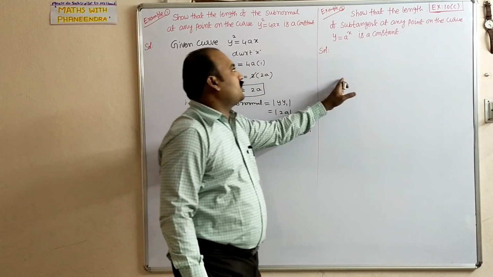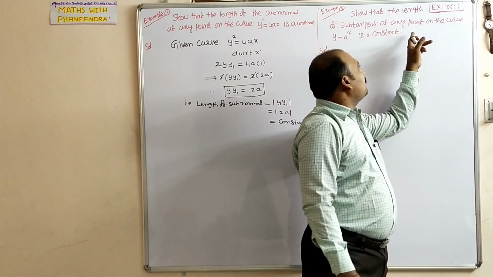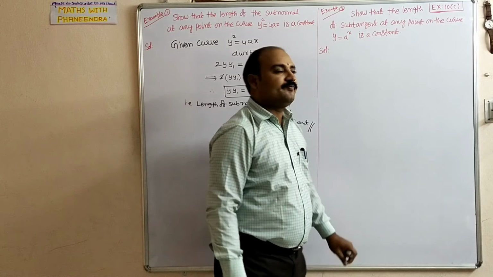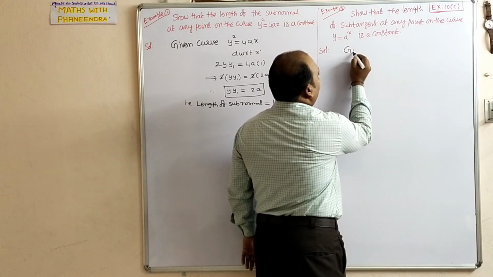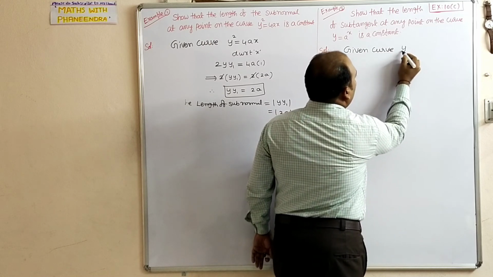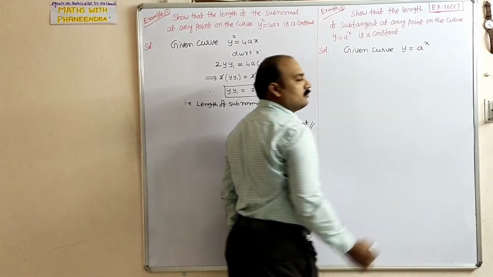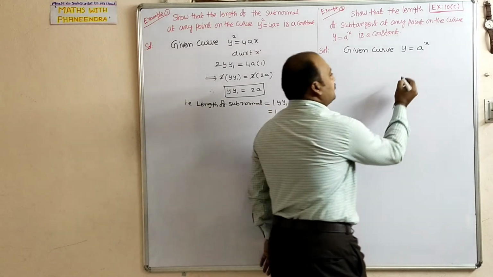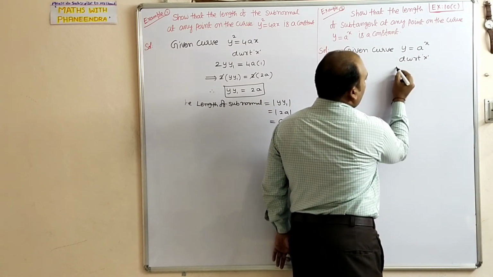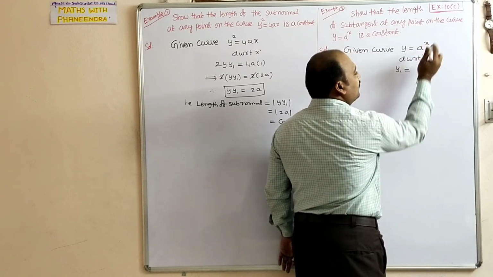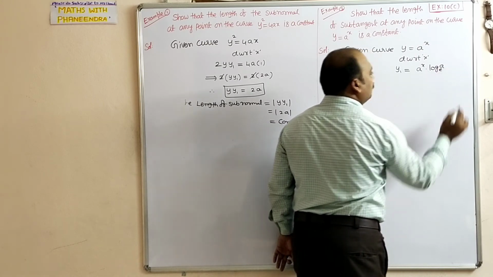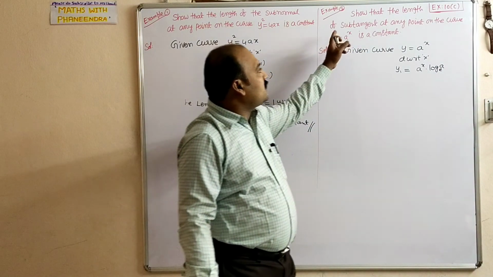Come to the next question. Show that the length of subtangent at any point in the curve y equal to a power x is a constant. So first, given curve: y is equal to a power x. Differentiate with respect to x. y derivative is y1, equal to a power x into log a to the base e. Now they are asking to calculate the length of subtangent.